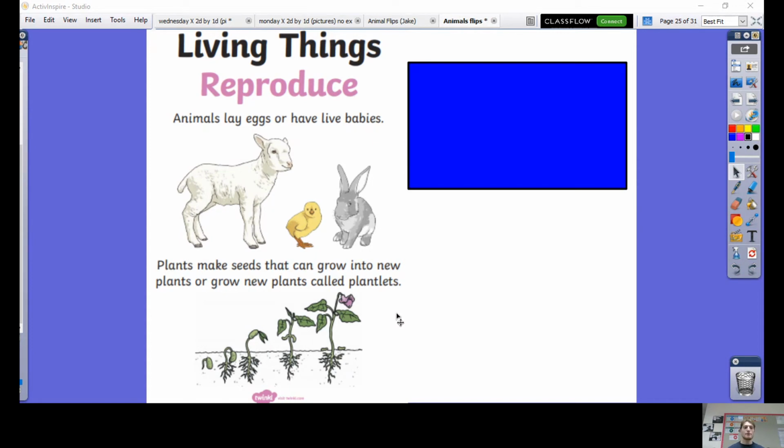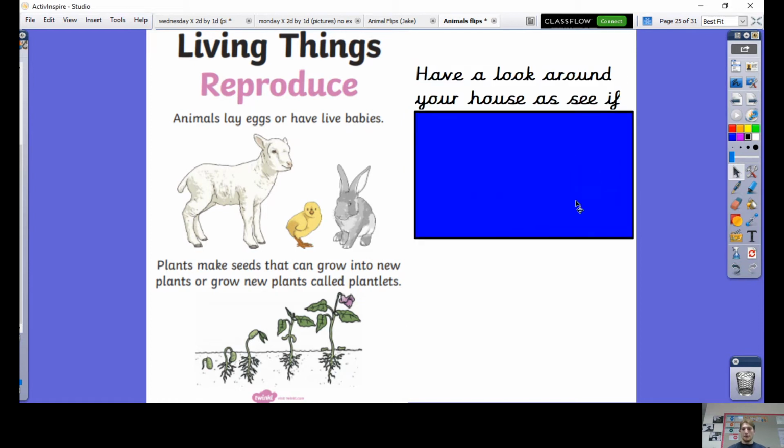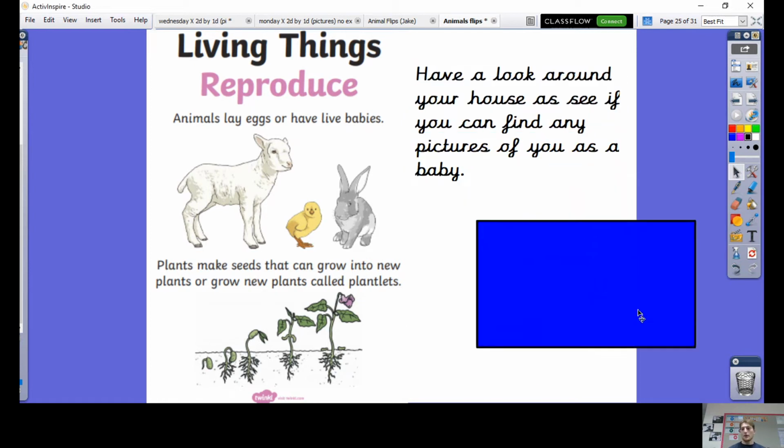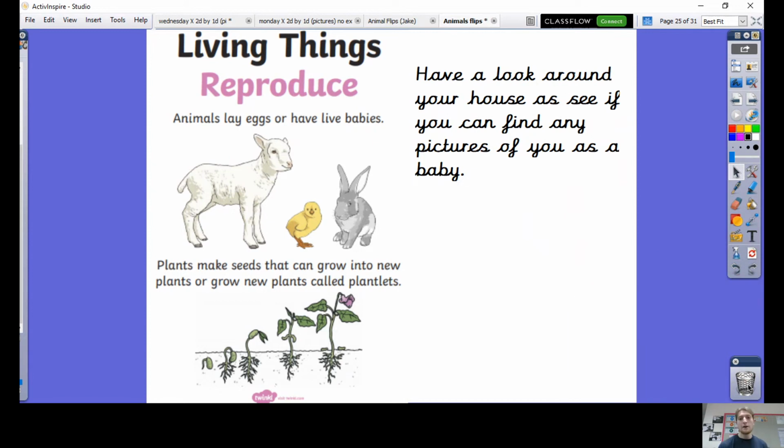Okay, so plants will often have seeds in the middle of their flower, which will drop off into the soil and grow new flowers. Okay, brilliant. Another activity that we can do is, if you're at home, I would like you to have a look around your house and see if you can find any pictures of you as a baby, because that will give you an idea of maybe you when you're a lot younger, when you were born.